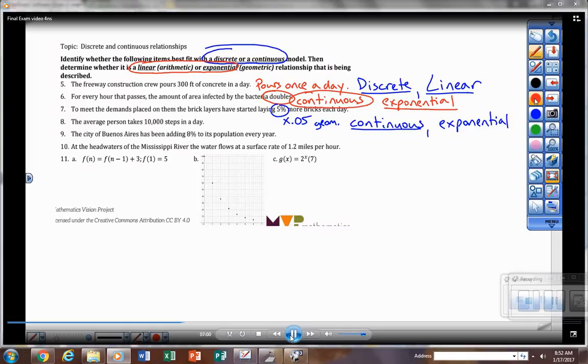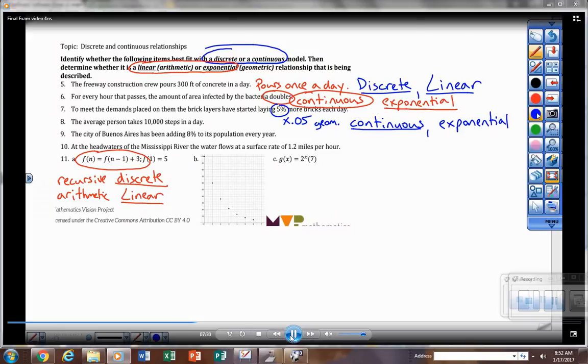Next problem's based on just the function given to you or the graph, same thing. Anything in recursive form, always discrete. That is a recursive form where you're adding, that makes it an arithmetic sequence, so that means it's linear. Arithmetic, linear, geometric, exponential. This is recursive, always discrete, and it is arithmetic, so that would be linear. Anything explicit is continuous, so know that.